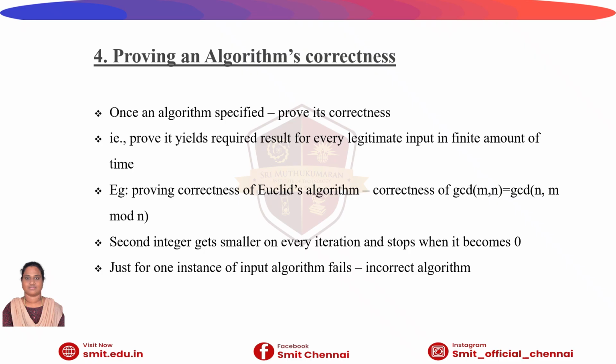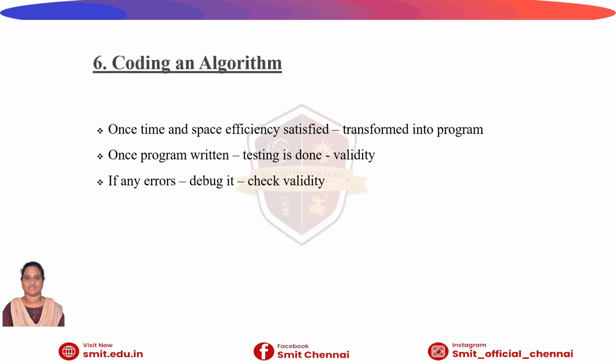The next step is proving an algorithm's correctness. So once an algorithm has been specified, then its correctness must be proved. An algorithm must yield a required result for every legitimate input in a finite amount of time. So this step ensures the algorithm is logically sound.